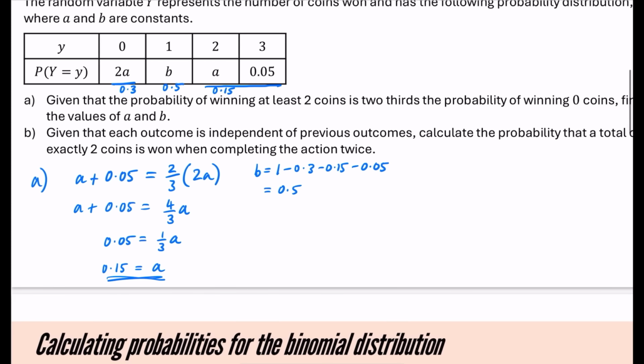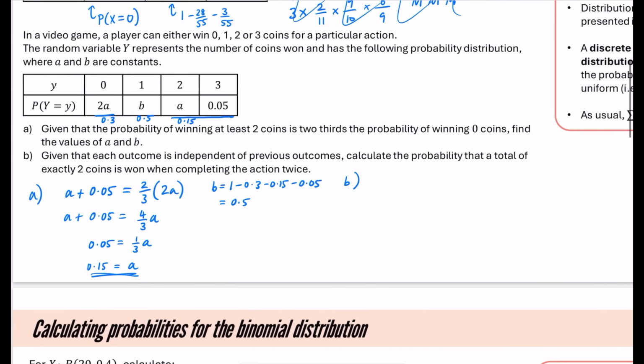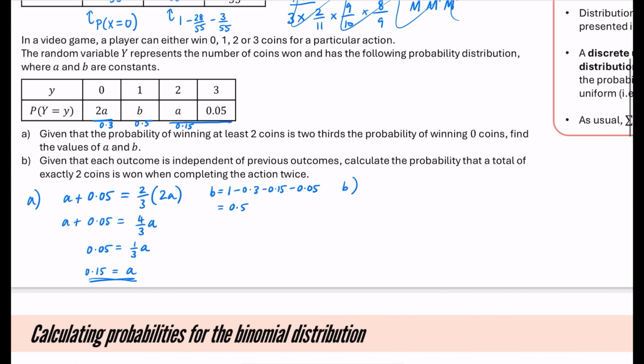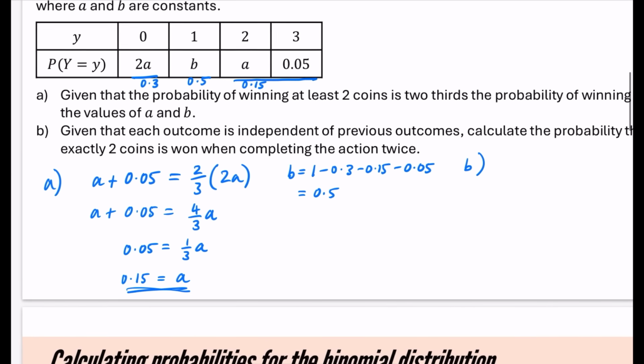Okay, now for the next part of the question, for part B, it says, given that each outcome is independent of previous outcomes, calculate the probability that a total of exactly 2 coins is won when completing the action twice. So we're now going to be sampling from this probability distribution twice, because we're doing it twice, and we want to find out the probability that the total is going to be 2 coins. So we need to think of all the ways that we can win 2 coins.